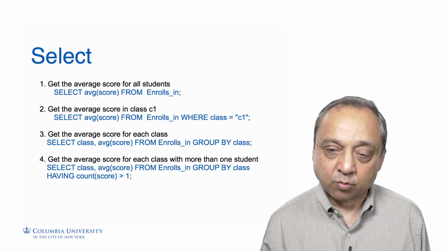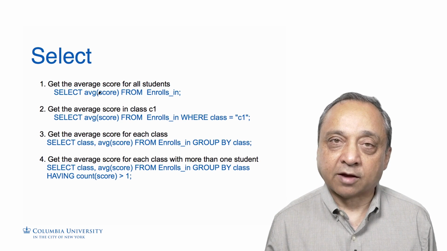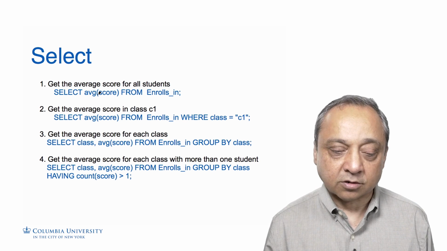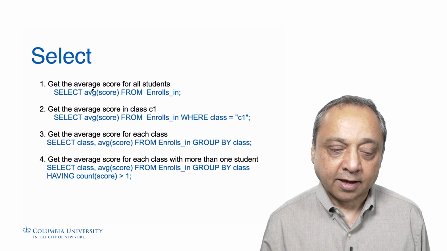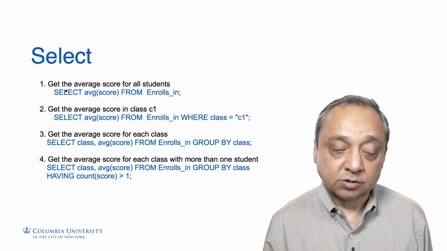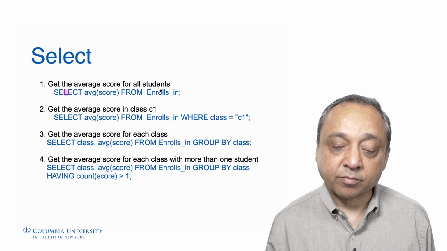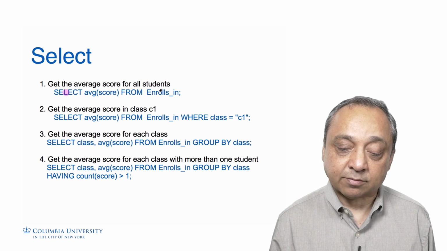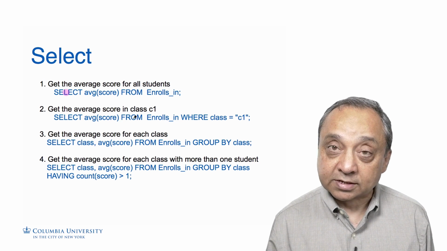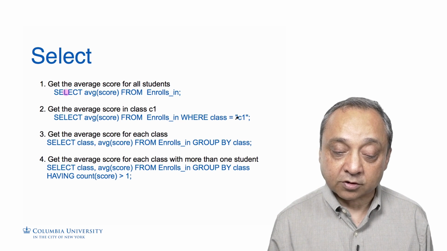For example, if I look at the enrolls in table, there's a grade column or a score column in that table, and I can find the average. Average obviously you can only find for numerical columns, like integers or floats or whatever. So this says you want to select the average score from enrolls in. So it's going to find the average from that table. We can do that selectively. We can say only for the class C1, so that would find it only for class C1.